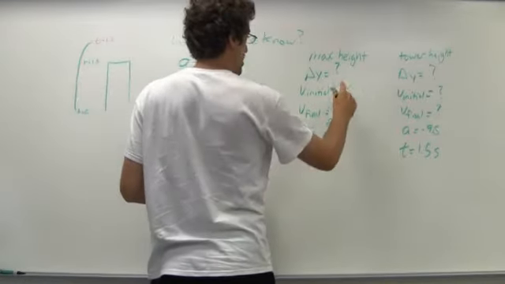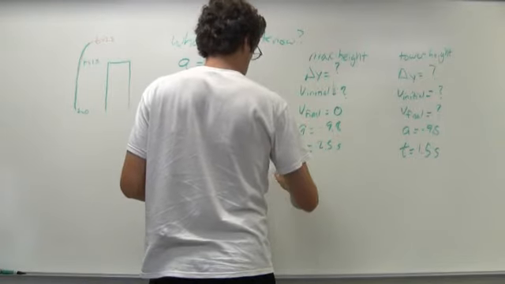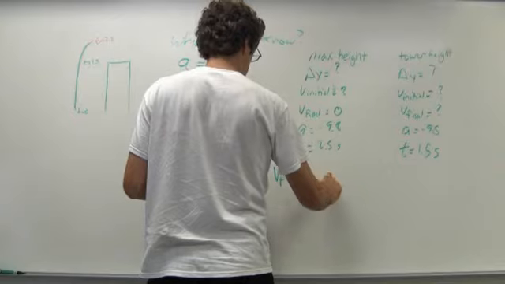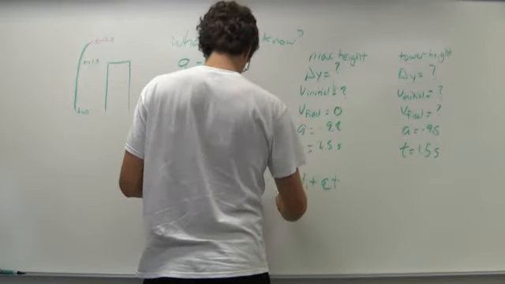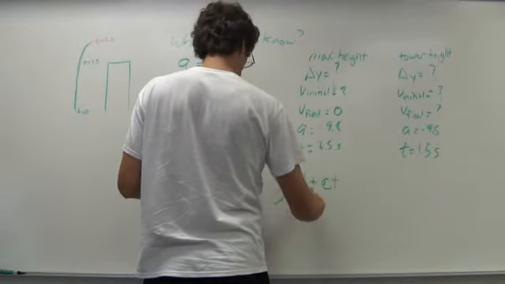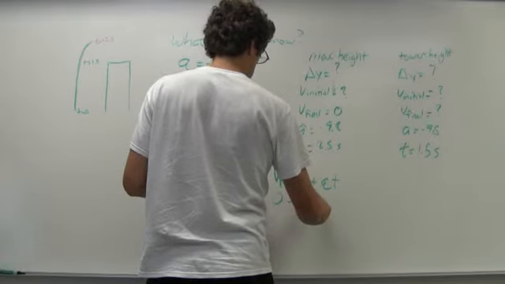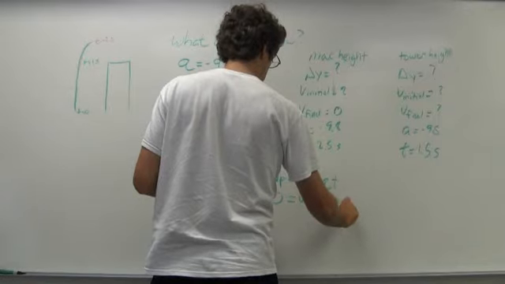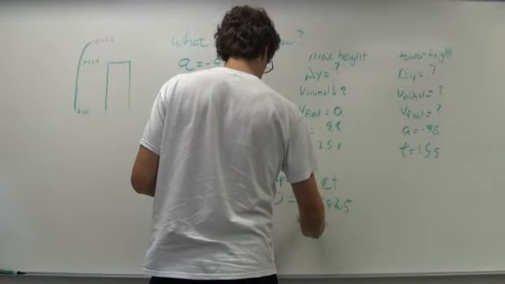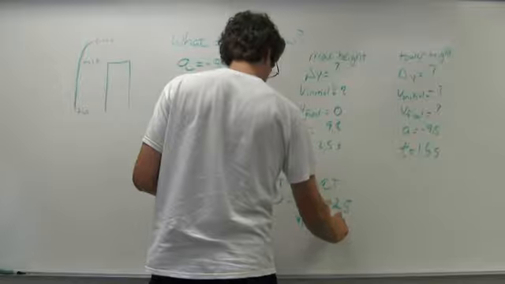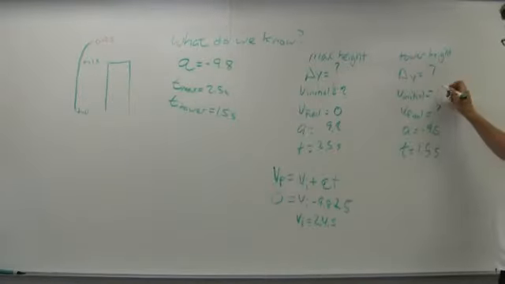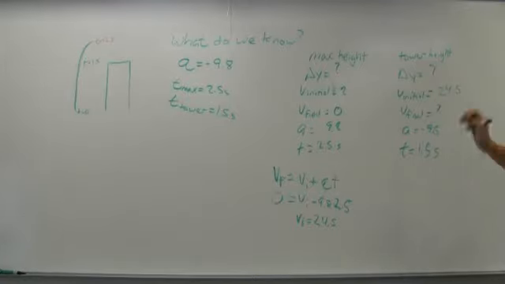Our equation that encompasses these 4 is V final equals V initial plus a t. V final is 0. We have V initial minus 9.8 times 2.5. And we get that V initial is equal to 24.5. We can then take that and plug it in here. From there, we then can solve this problem.